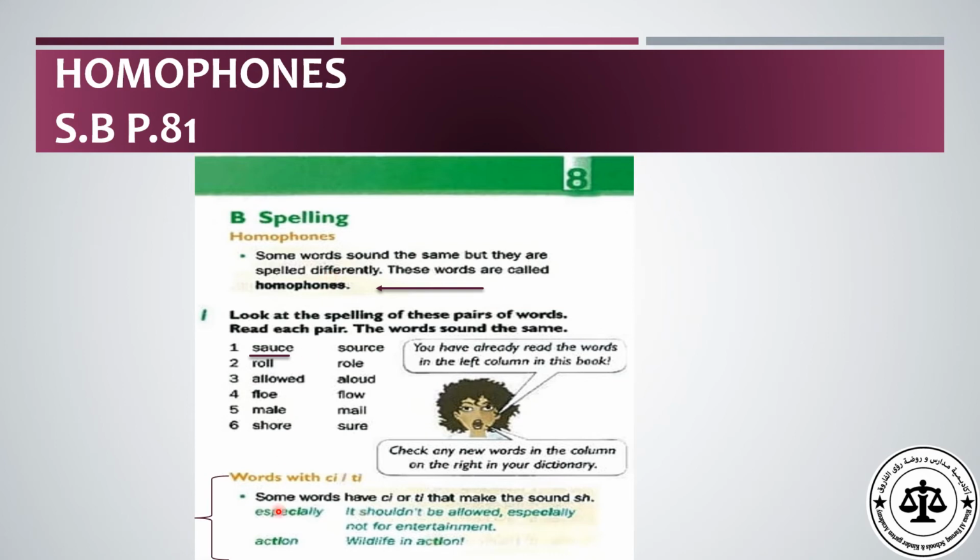Now we want to talk about the sound sh. We have some words that have the sound sh, like what? Like specially and action. So here we have these two letters that have the sound sh, S-C-I and T-I, with some words like specially. Specially, here we have C-I that sounds with the sound sh, specially.